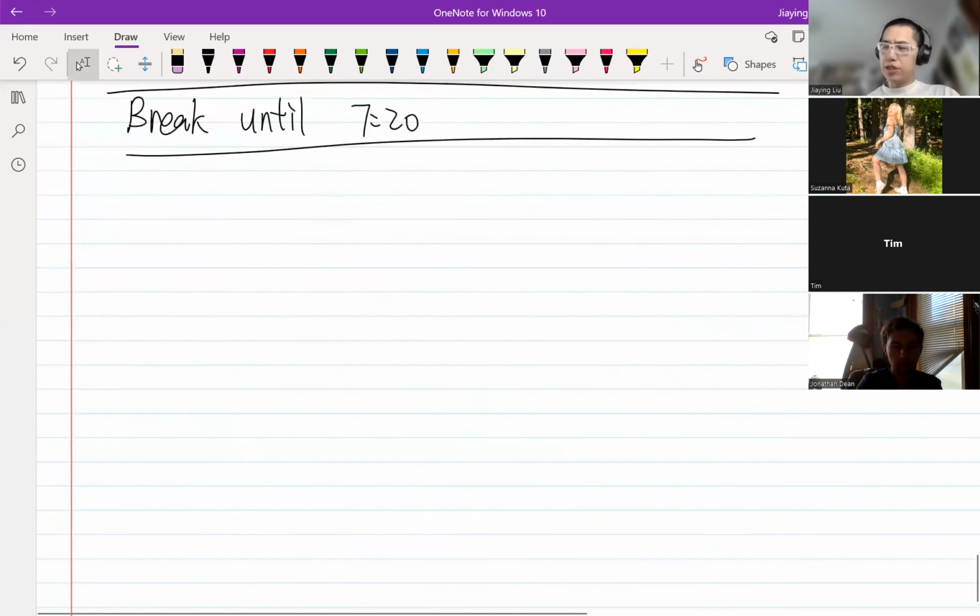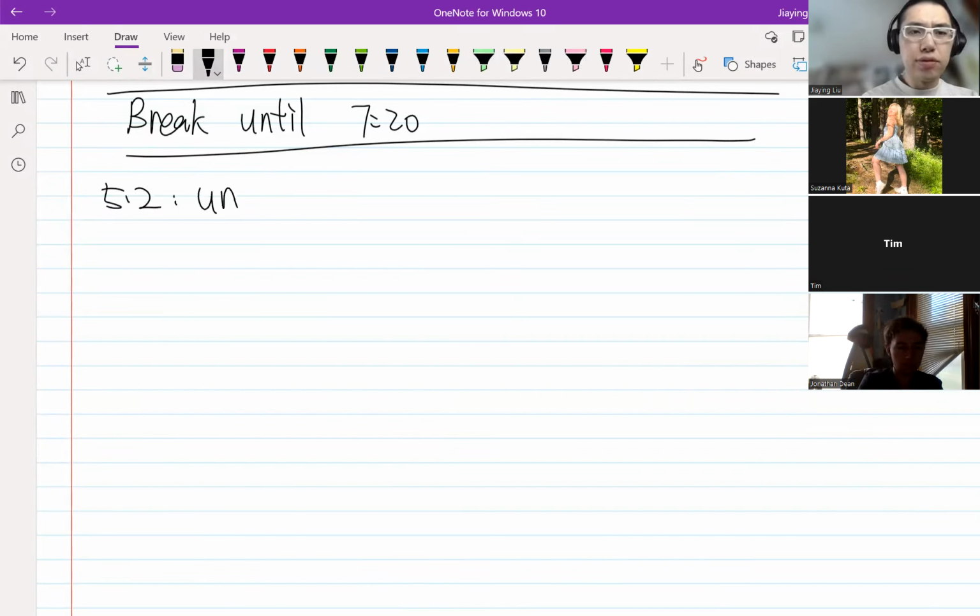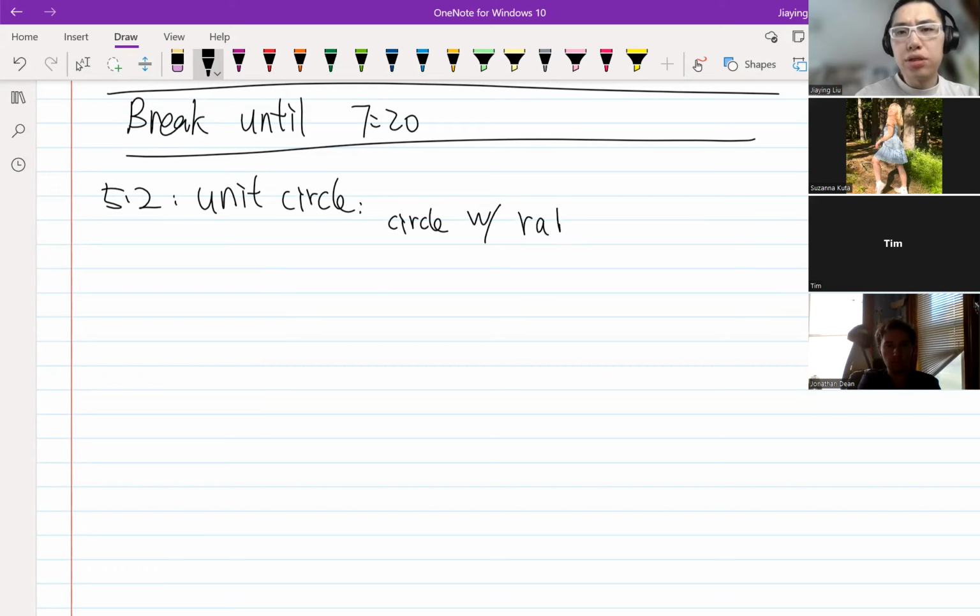All right, so let's continue with our lesson today. The next thing we're going to talk about is unit circles. A unit circle is a circle with radius equal to 1. And we like to use unit circles because it makes the process of finding sine and cosine a lot easier for a lot of angles.